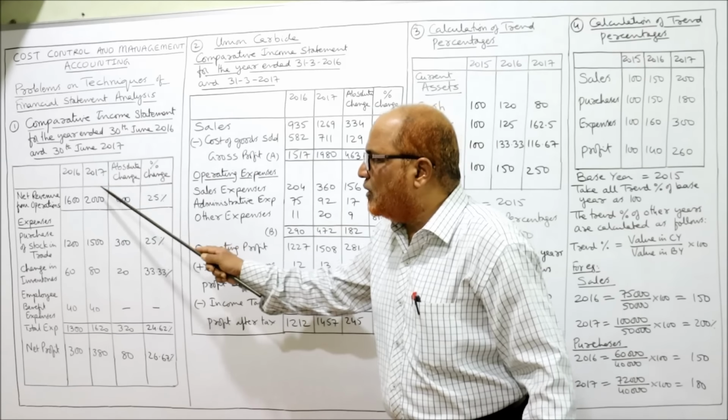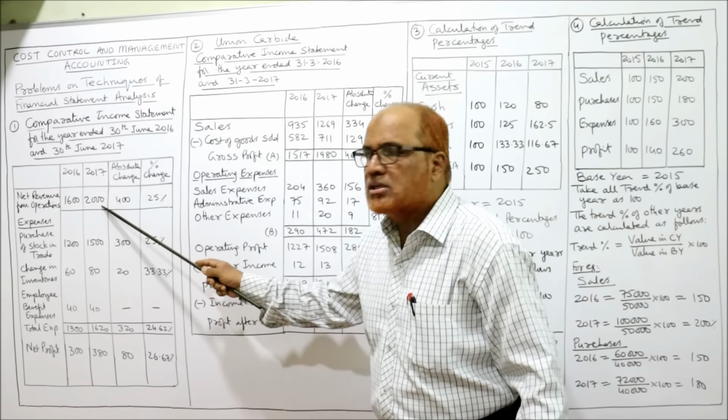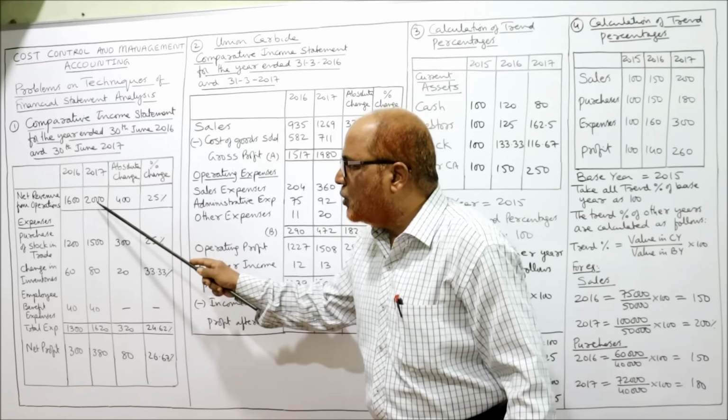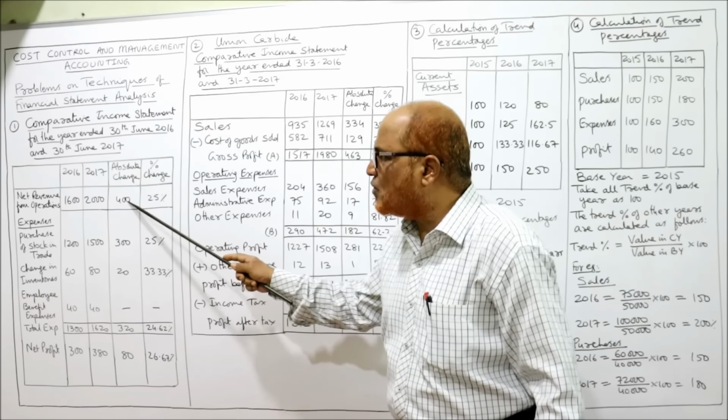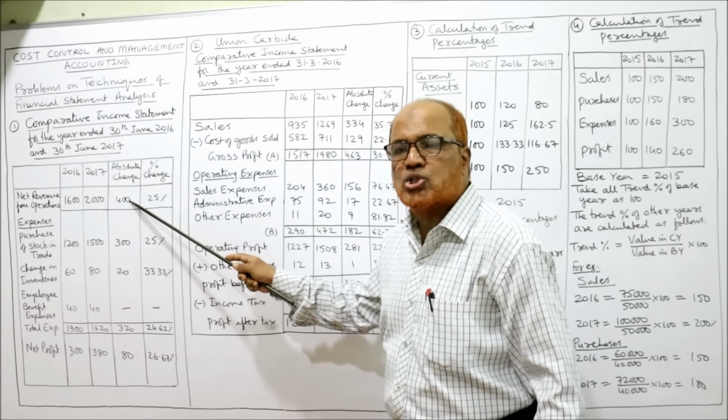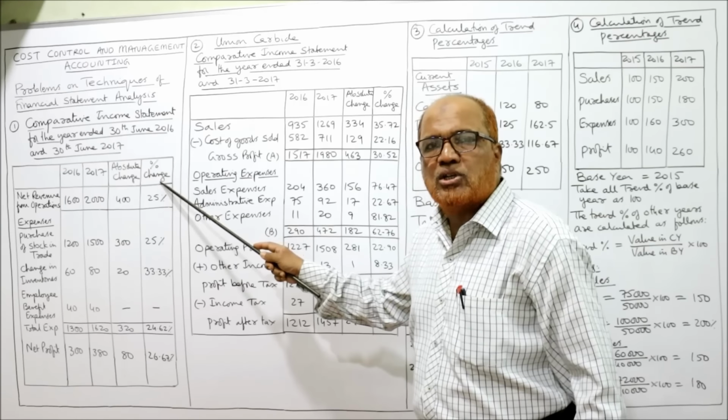What is the current year value here? 2000. Last year value 1600. 2000 minus 1600, you will get 400. What is this 400? Absolute change. Now you need percentage change.